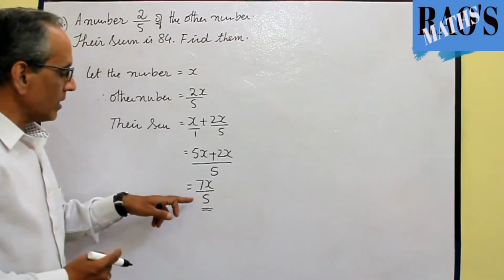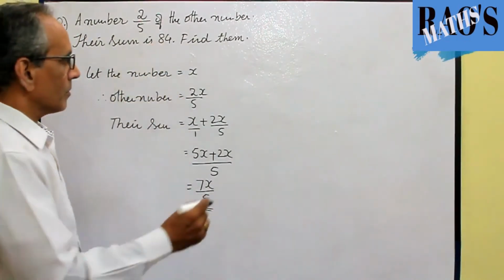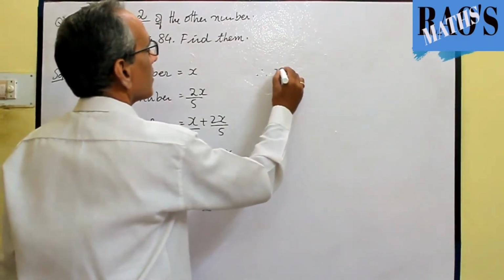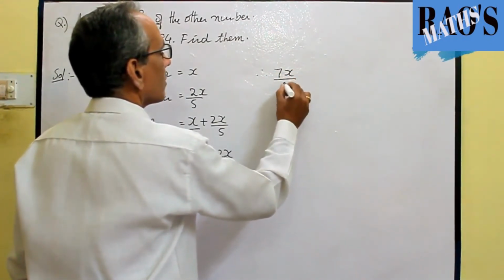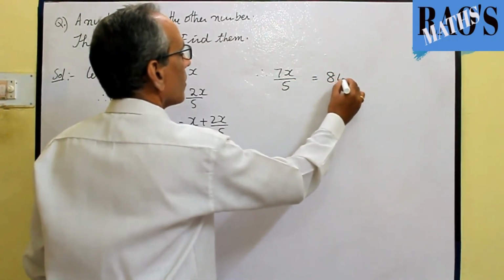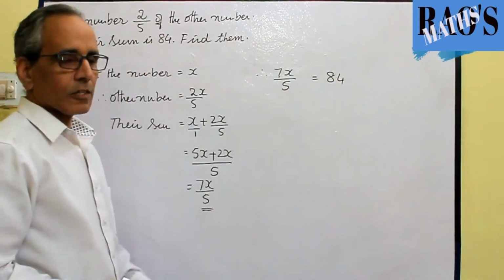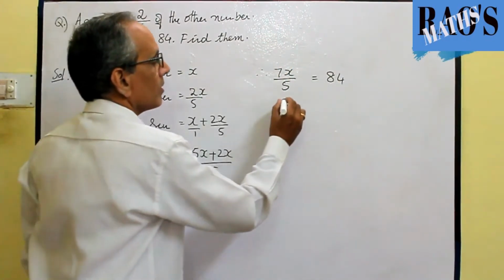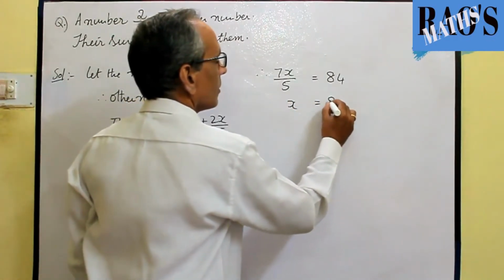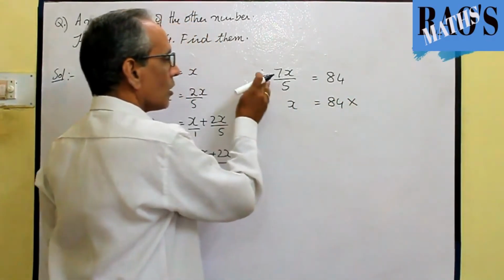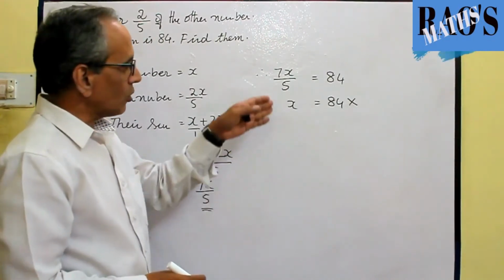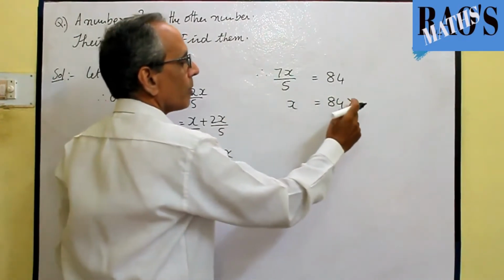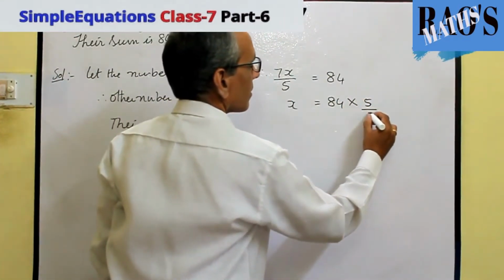But this sum is equal to 84 by the question. Therefore 7x by 5 is equal to 84. You have to solve for x. So you have to transpose the 7 by 5, which is a factor of x, to the RHS. So x is equal to 84 into, since you are transposing a factor that is a fraction, it becomes reciprocal on the RHS side. So 7 by 5 is written as 5 by 7.